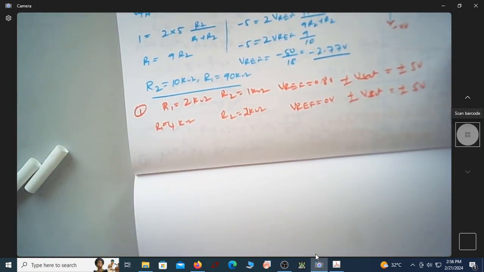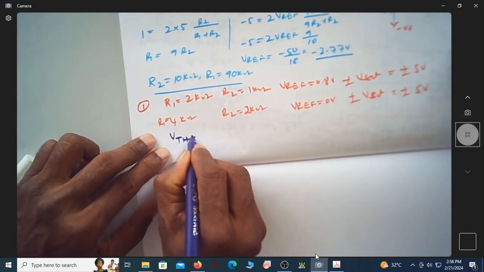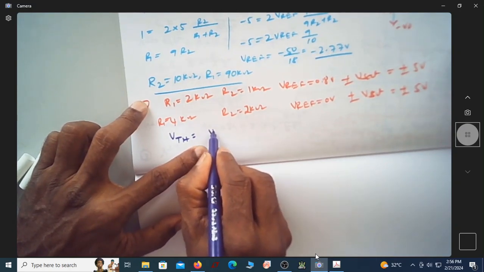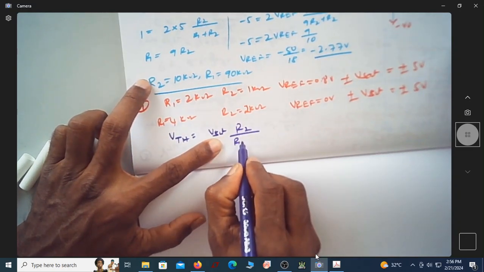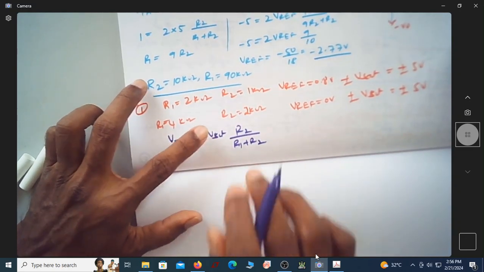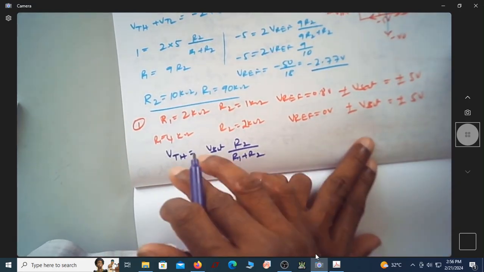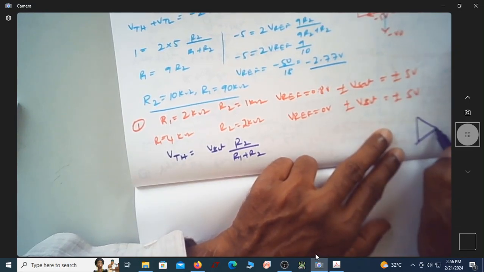So equations we know already. VTH is equal to V sat into R2 by R1 plus R2. Okay, let us always keep in mind. Whenever you write the answer for any of the circuit, any of the specification, first and foremost thing that we need to write is the circuit diagram.